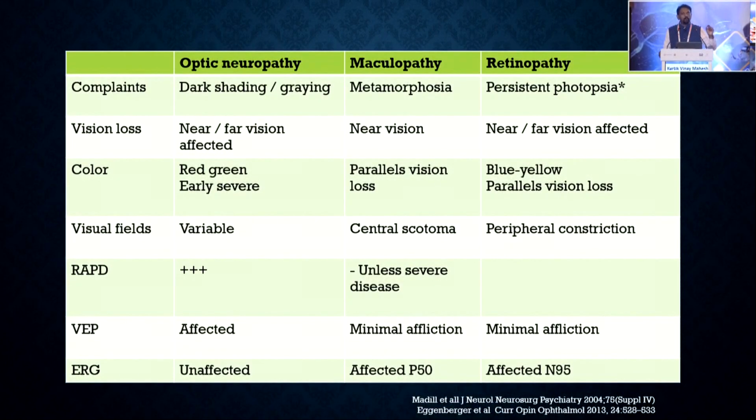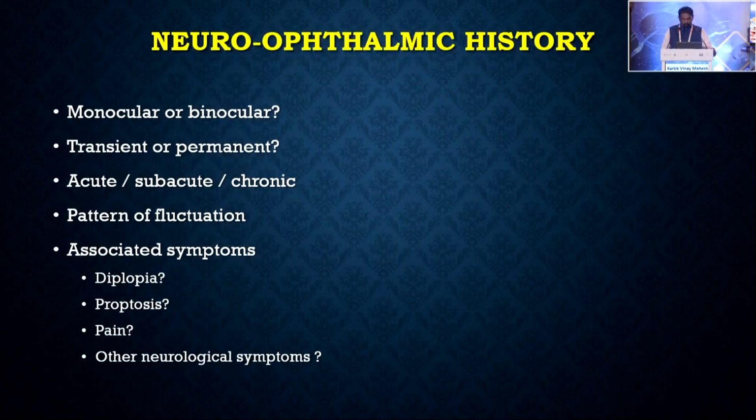RAPD is a hallmark of optic neuropathies, very rarely seen in severe retinopathies. VEPs in an investigation can point you towards an optic neuropathy or disease of the visual tract. ERGs go more in favor of maculopathy or retinopathy. So neuro-ophthalmic history has to be very precise and help you in reaching the localization of your lesion.